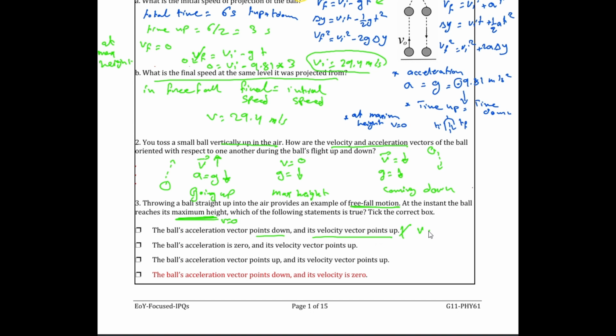No, because velocity equals 0. The ball's acceleration is 0. This one is wrong. Acceleration always has a value, which is 9.81. The ball's acceleration vector points up and velocity vector points up. Again, no, because the velocity vector equals 0. The last one, the ball's acceleration points up and the velocity equals 0. This is the correct part.